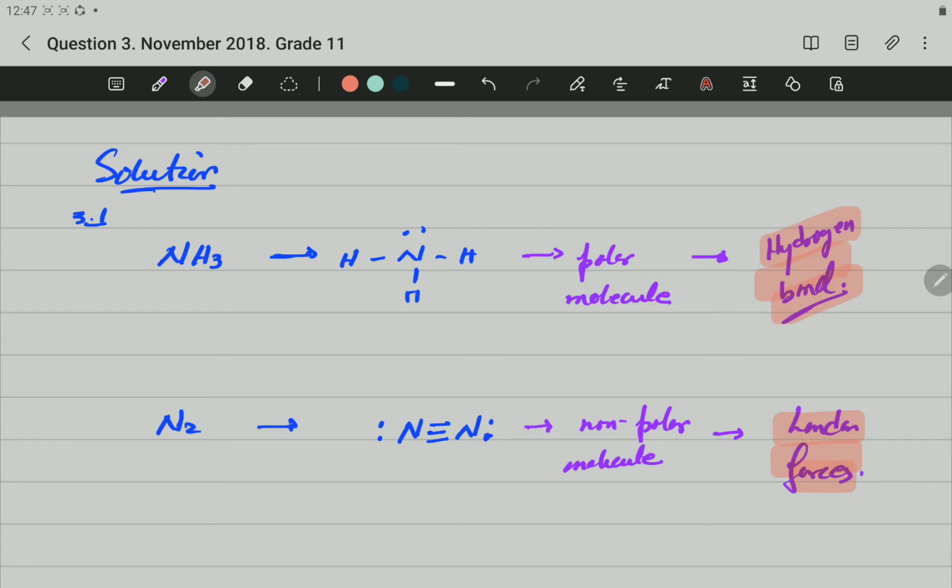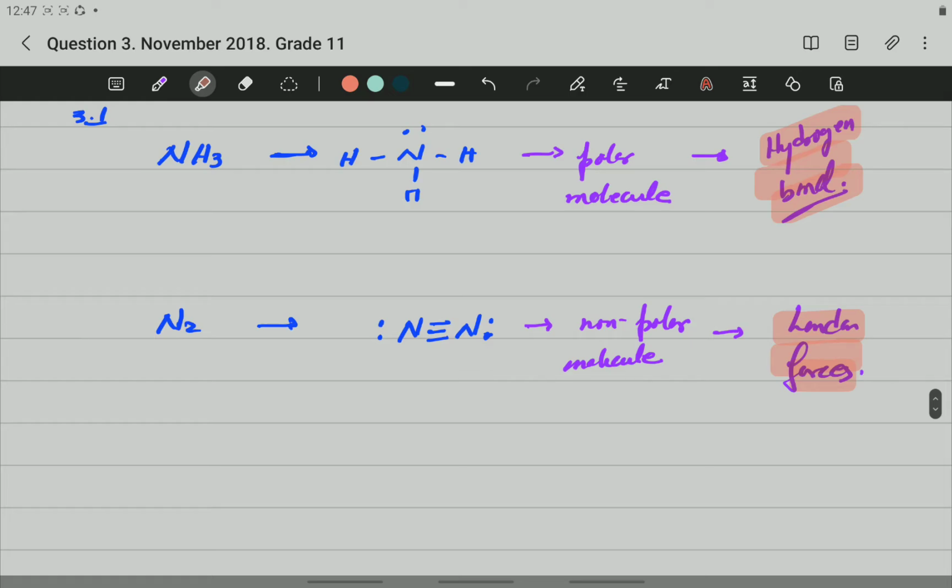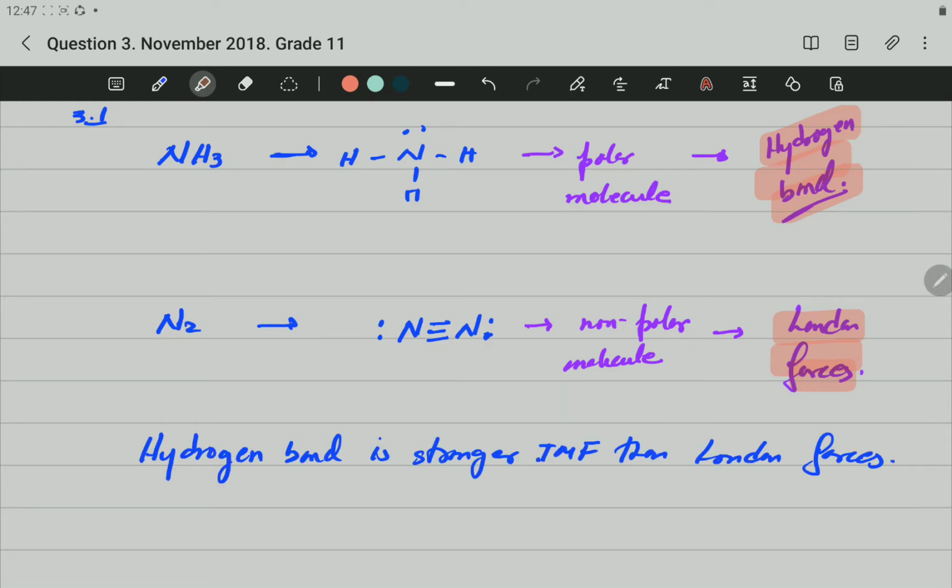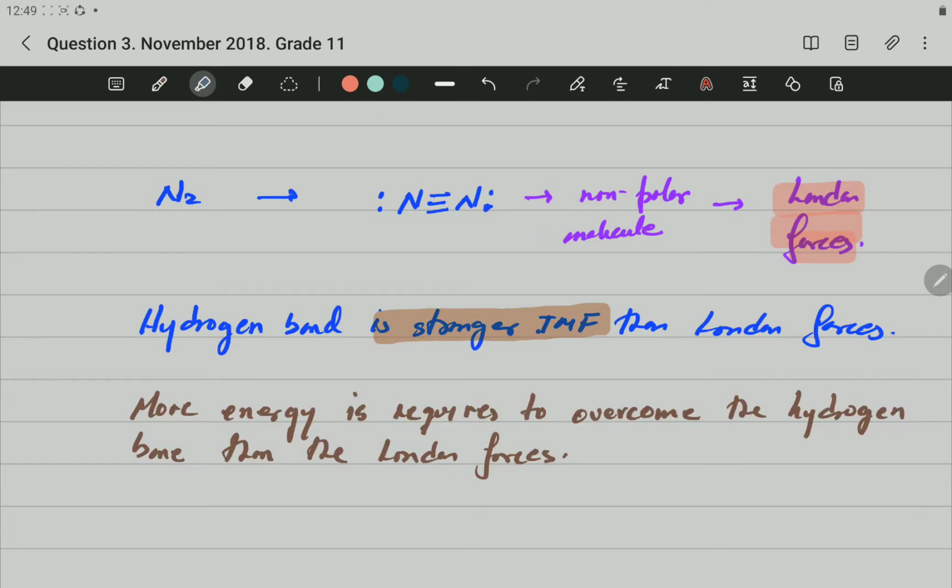You must always identify the type of intermolecular forces. Now, what you are going to do then is compare. For example, hydrogen bond is a stronger intermolecular force than London forces. That is important, as this will relate to the energy. If hydrogen bond is a stronger intermolecular force than London forces, more energy is needed to break the hydrogen bond than the London forces.